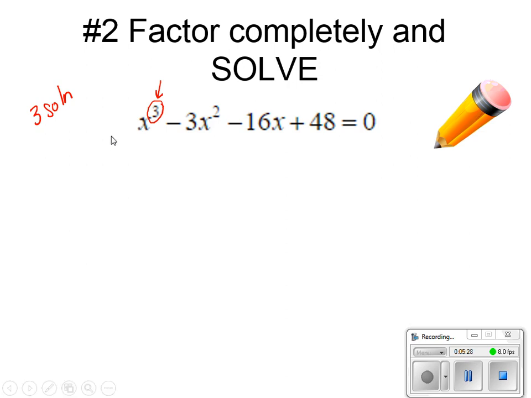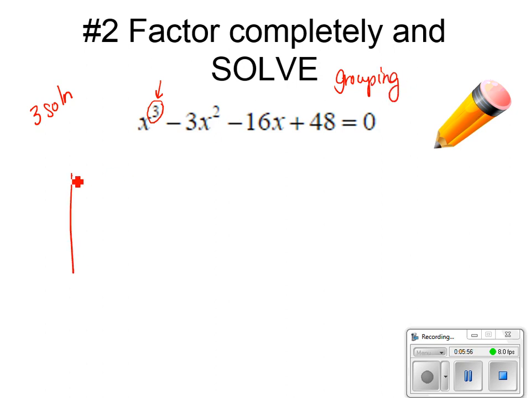Well, first and foremost, I should always make sure that there's nothing in common. I don't see anything in common. And now I go through my toolbox. Do I have 3 terms? If I don't have 3 terms, I can't use the AC method. If I don't have 2 terms, then I can't use the sum and difference of 2 cubes or the difference of 2 squares. I have 4 terms. 4 terms means I have to use grouping.